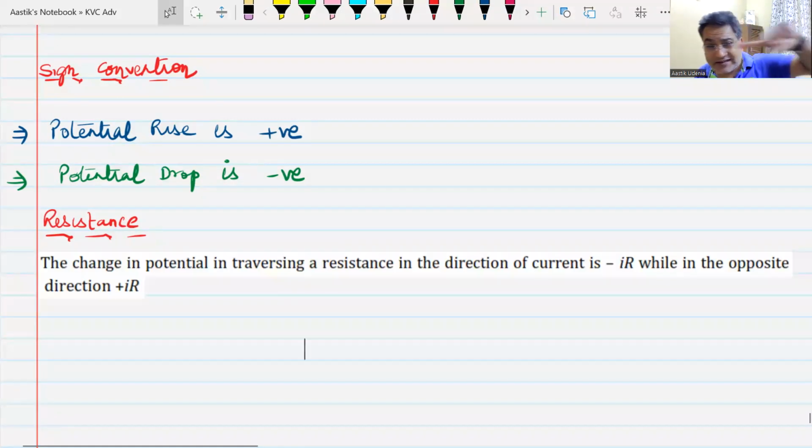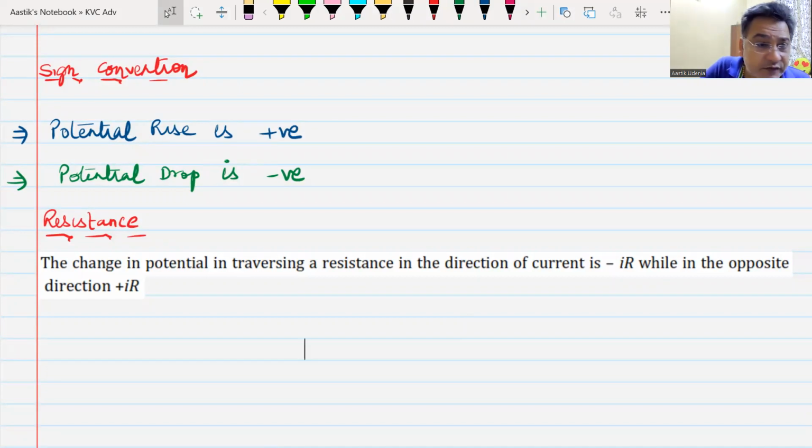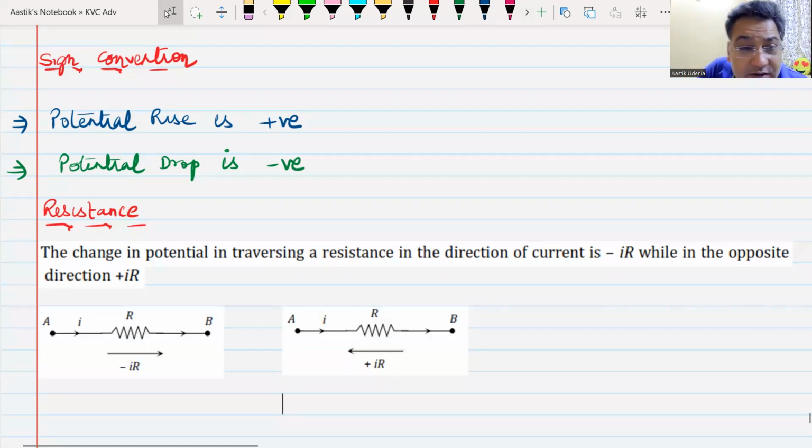If we are moving in the direction of current, we would be moving from where to where? If you are moving in the direction of current, you are moving from high potential to low potential, and therefore potential drops.